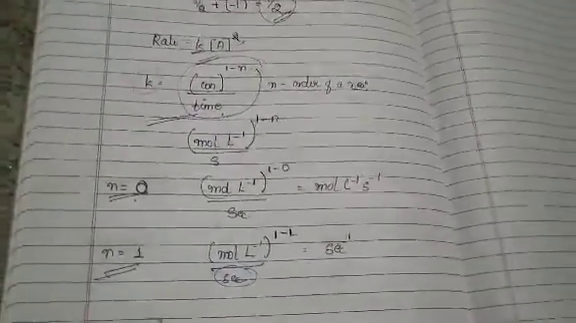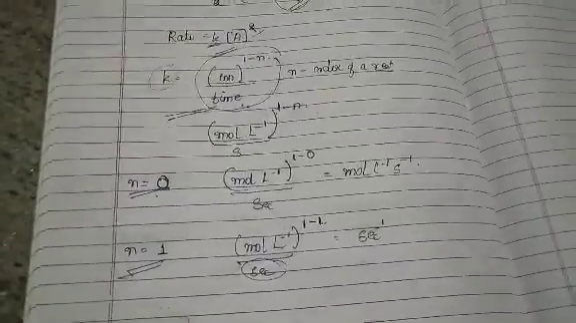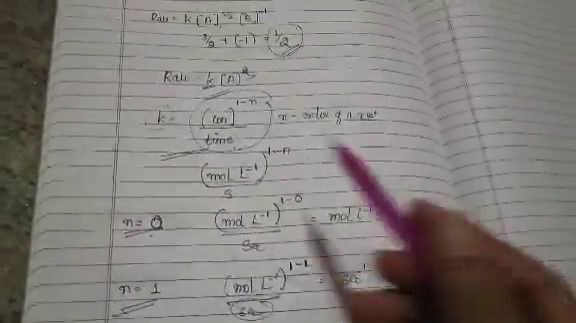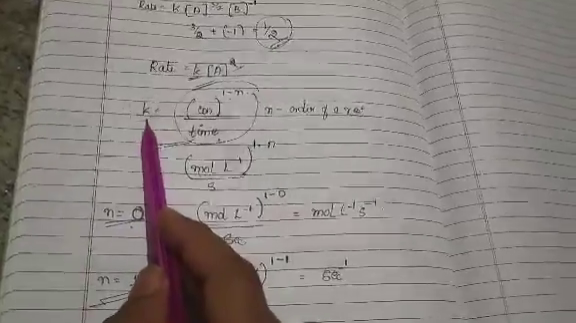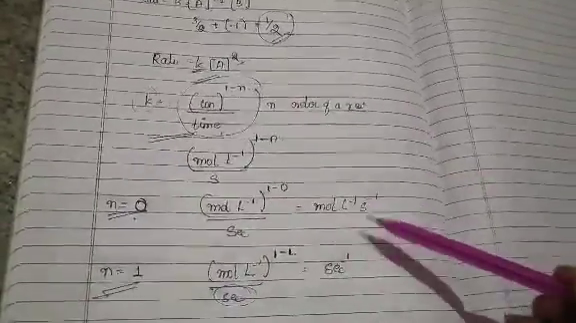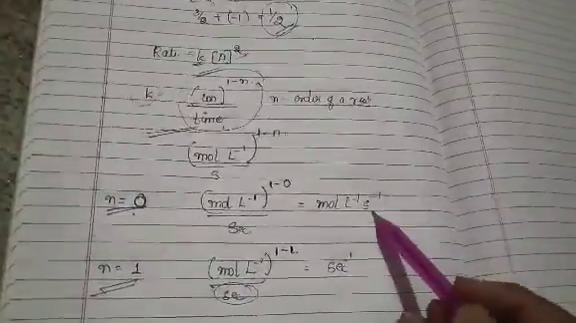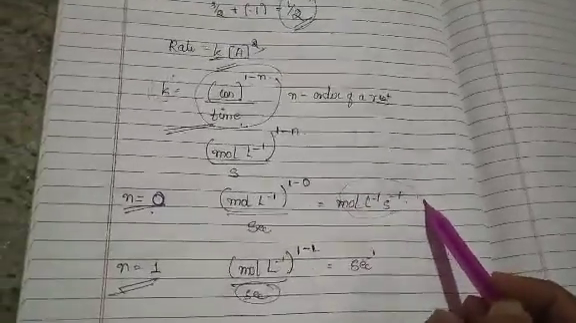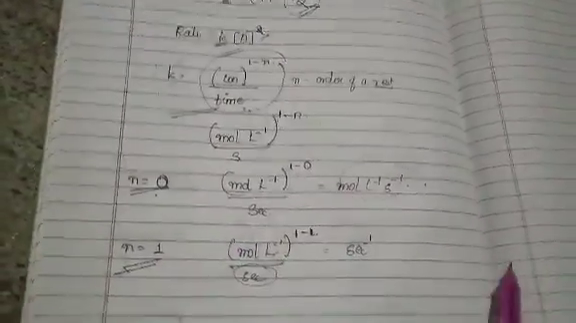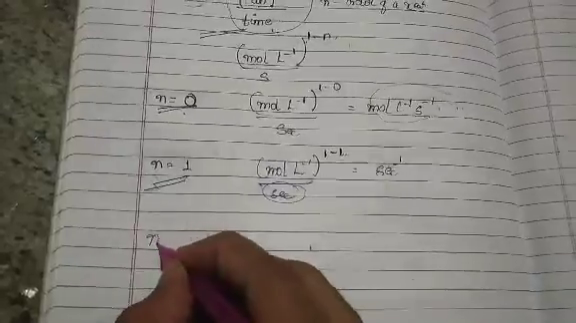Very important. Sometimes they will not give you the order, they will just give you the value of the rate constant with a specific unit. So if you see the unit, it should come to your mind what the order of the reaction is. Same case if I take n is equal to 2, that is a second order reaction.